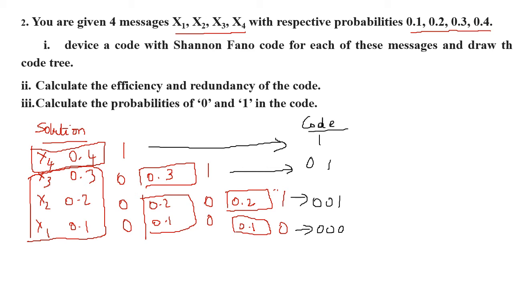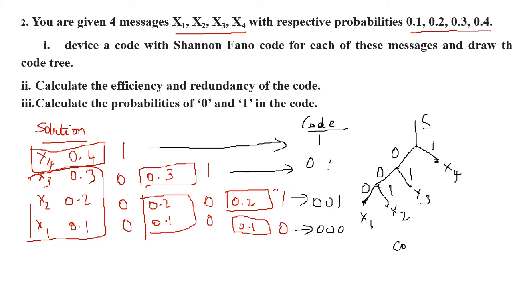The second part of the question is drawing the code tree. We start from the symbol S and branch it into two values, 1 and 0. This 1 will be the terminal node x4. Again branch it, so 01 is the symbol x3. Then 00 is not a code, so we branch it again. So 001, you get the symbol x2, and then 000 is the symbol x1.